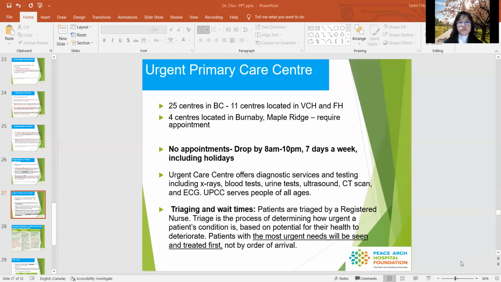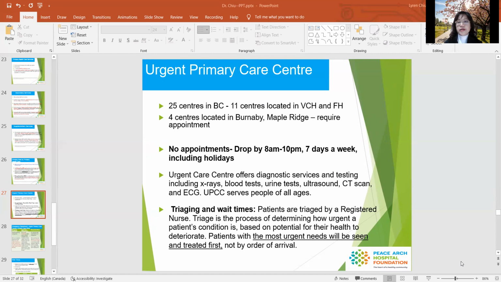Okay, now let's talk about urgent primary care centers. This is quite new for a lot of people. My student and I did a project in 2014 maybe, so we already have some idea, when we had the first urgent primary care center. Now we have 25 centers in BC and 11 centers located in Vancouver Coastal Health and Fraser Health. And there are 4 centers located in Burnaby and Maple Ridge.